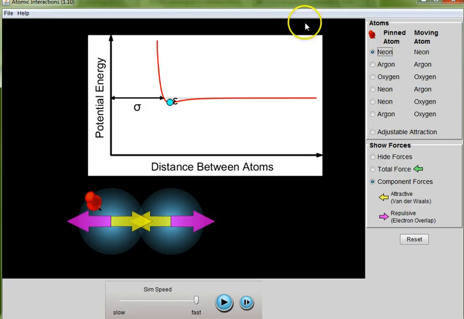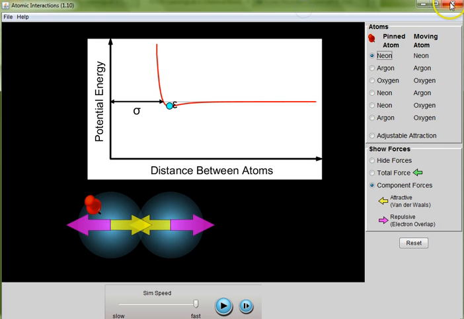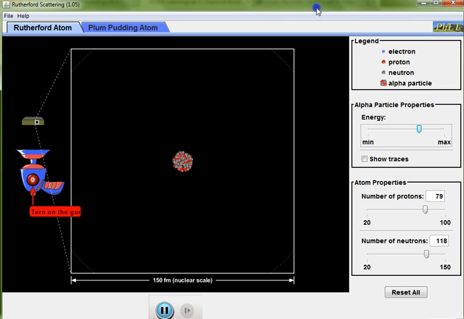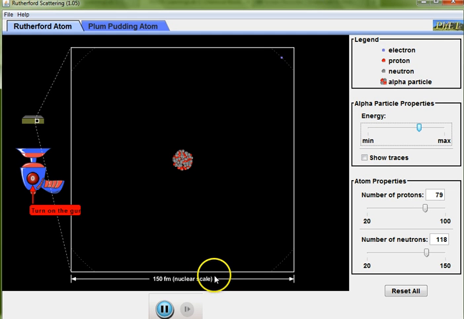Okay, so that's one lab. So let me close that and get another lab. This is called Rutherford's scattering experiment. Okay, and we talked about Rutherford's model in the class. Do you guys remember that? Rutherford's scattering experiment. So this is the animation for that.